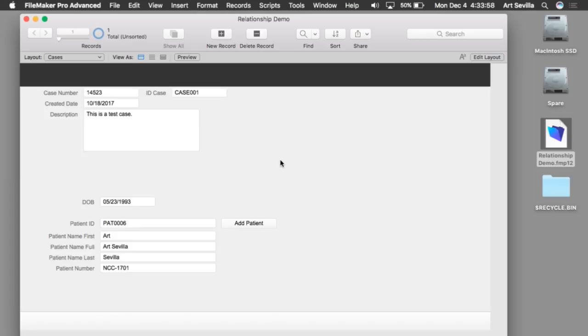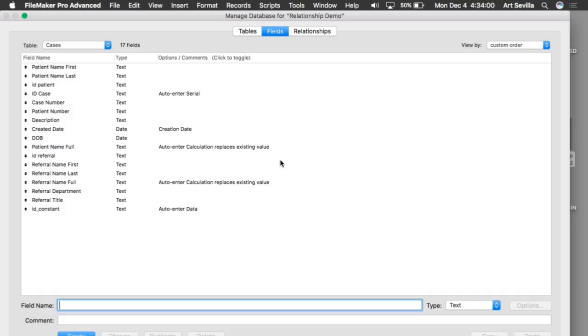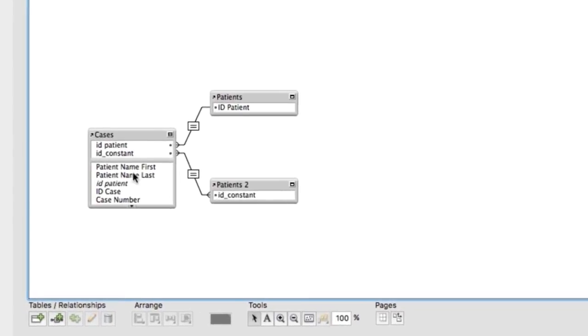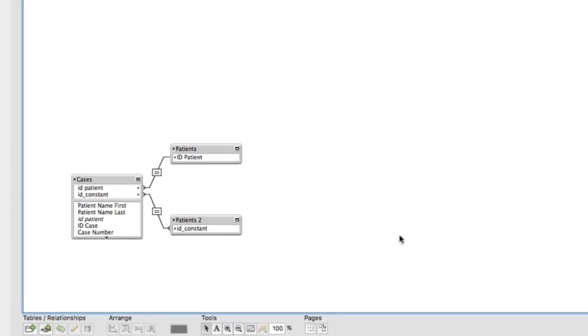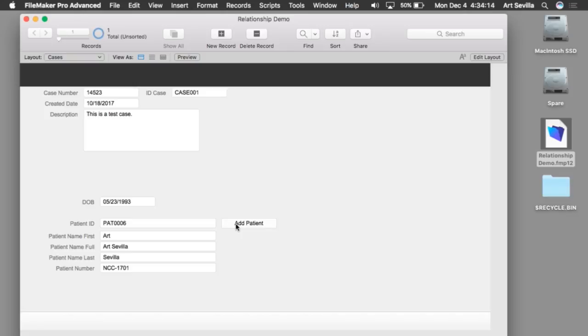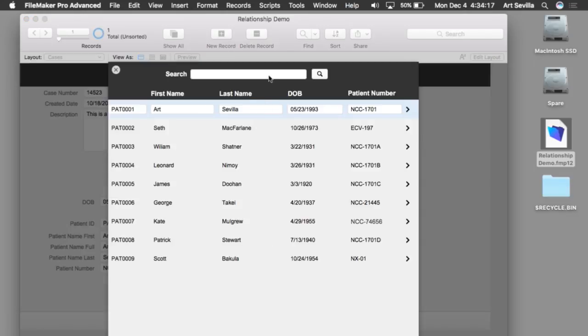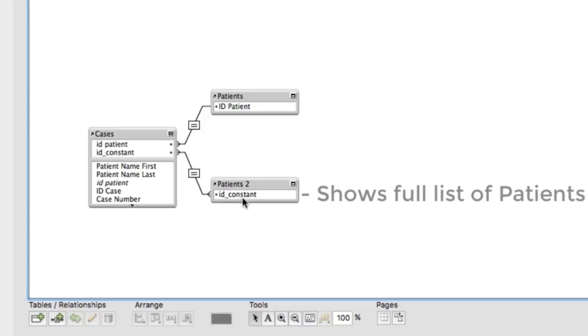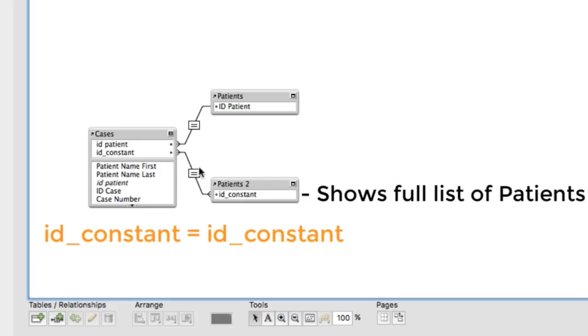Now, upon further inspection, we go into his relationship graph here, and we see that we have three table occurrences. We have cases, we have patients, and we have this patients 2 here. What was happening was when he goes here to add patient, this is pulling from patients 2. So this guy right here. And this brings up the list of all the patients. That's why it's related by ID constant. We set this as 1. 1 equals 1. So we're able to see all of the patient records.